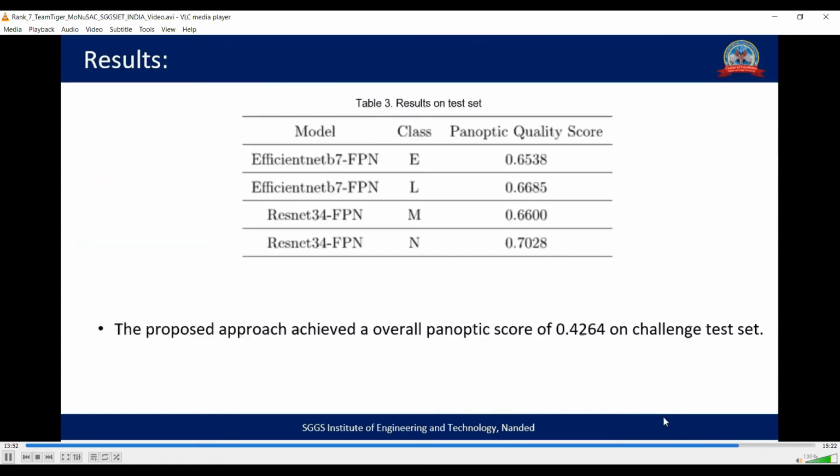These are the results evaluated on our test set, shown in Table 3. The proposed approach achieved an overall panoptic score of 0.4264 on the challenge test set. This was a blind test set.